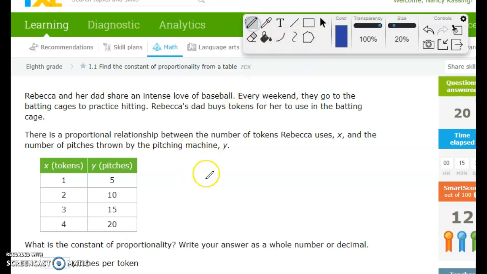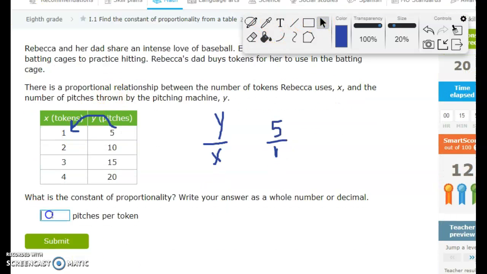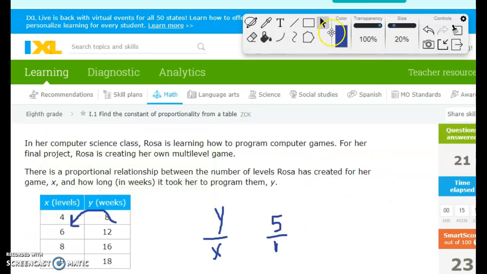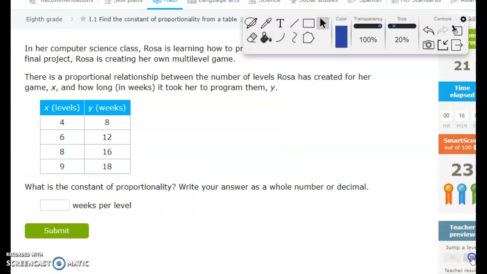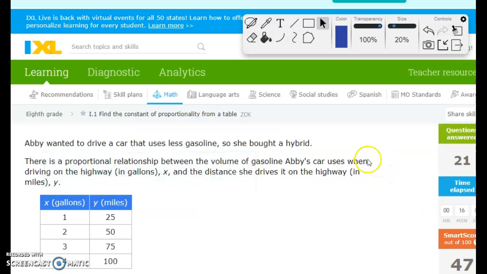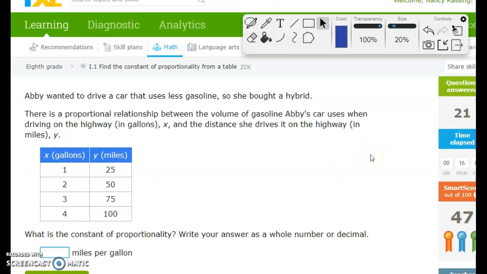Again, it's saying it is a constant of proportionality. So once again, we can just take Y and divide it by X. So if we take Y and divide it by X, we're going to have 5 divided by 1. My constant of proportionality is going to be 5. All right, so let's skip to a few that are a little bit harder here. And let's look at this one.